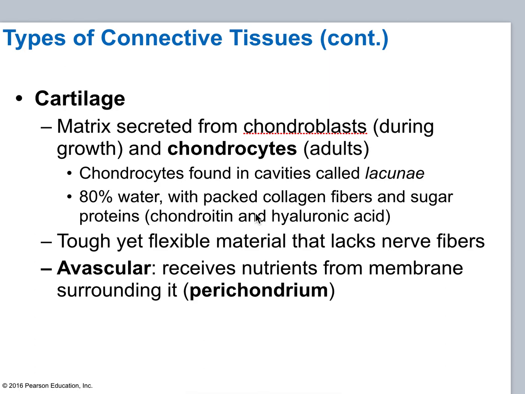I move to another type of connective tissue, that's cartilage. The matrix from cartilage is secreted by the chondroblast, like we mentioned before. And the adult form of the cells are chondrocytes. It's important to know that cartilage is avascular. That means it doesn't have blood vessels running through the cartilage. The cartilage receives its nutrition through diffusion of oxygen and carbon dioxide and different minerals and nutrients, not through direct blood contact.